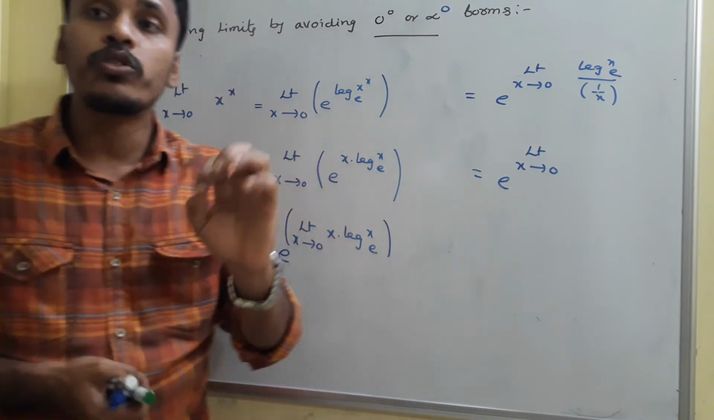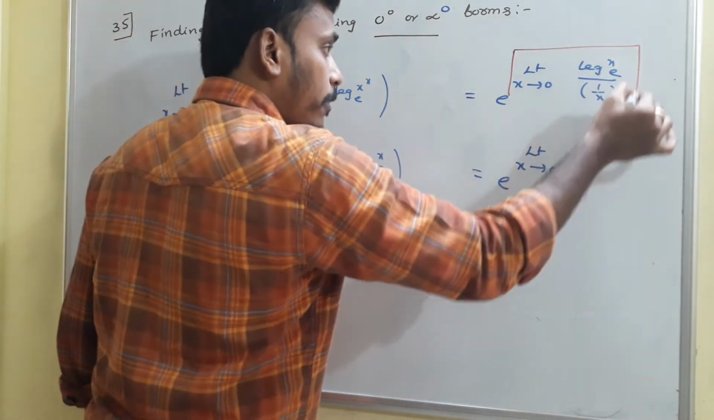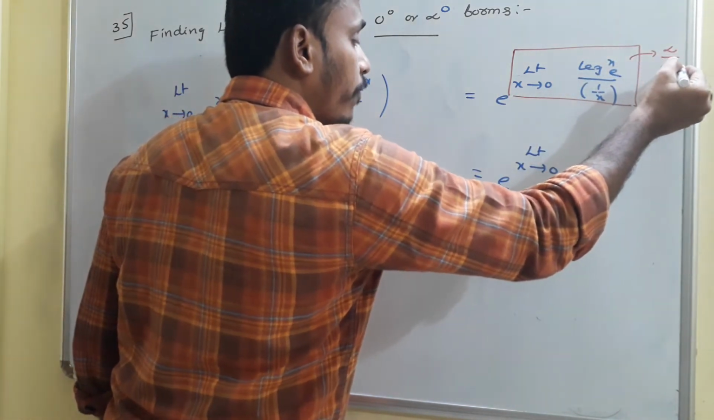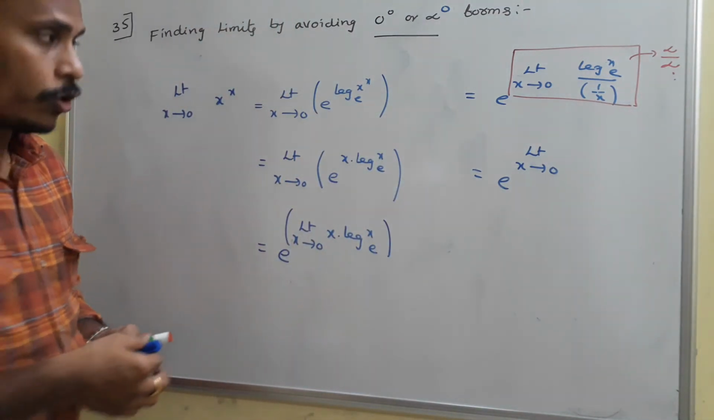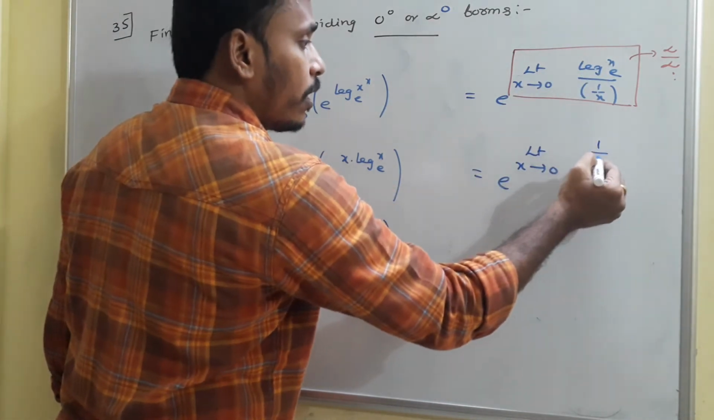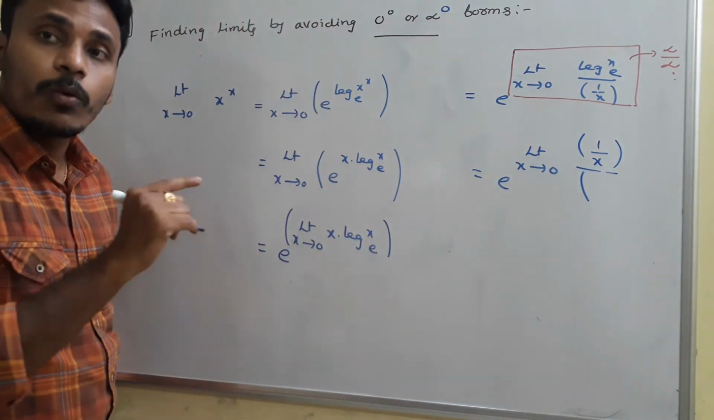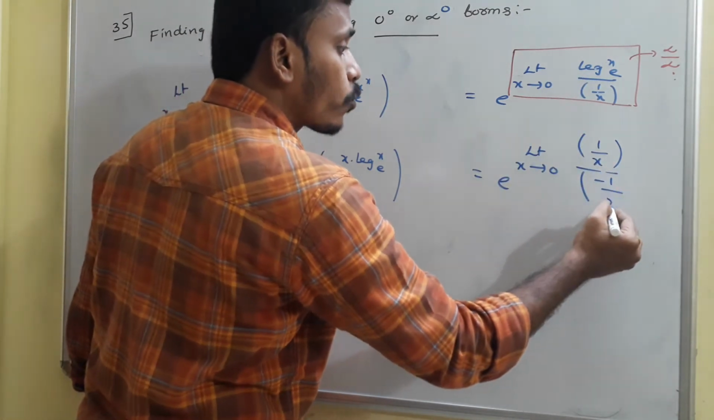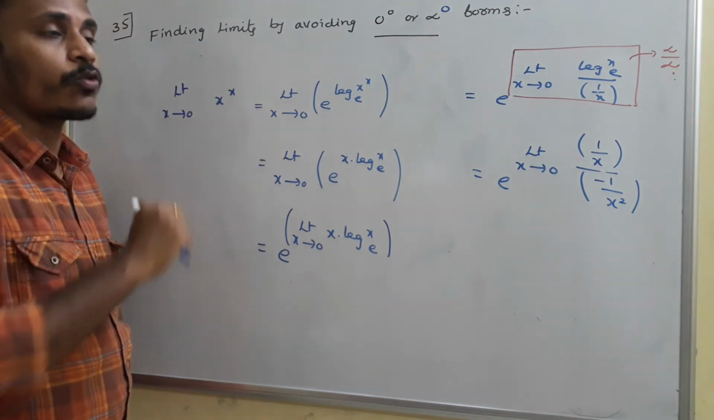So to avoid it, use L'Hospital's rule. Once again I am explaining for you. For this part of the limit, it gives you an indeterminate form of infinity by infinity. So to avoid it, use L'Hospital's rule. Now using L'Hospital's rule, limit x tends to 0, the derivative of the numerator log x base e is 1 by x. Then what is the derivative of the denominator 1 by x? The derivative of 1 by x is minus 1 by x square. So that is 1 by x, this is minus 1 by x square.